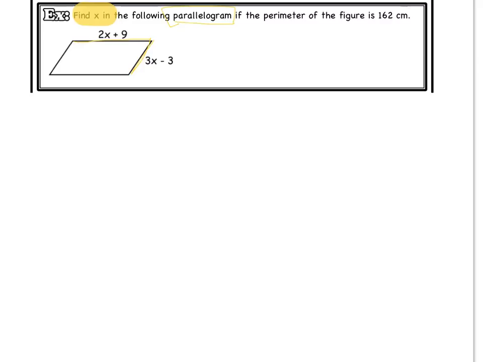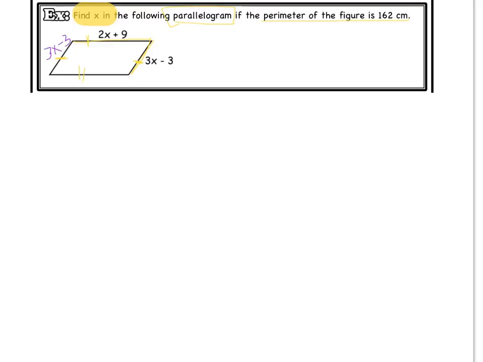Those are sides. So what do I know about the sides of a parallelogram? Well, I know that the opposite sides are parallel, but I also know that the opposite sides are congruent. So this side is congruent to this side, and this side is congruent to this side. So what equation can I write? If the perimeter of the figure is 162, that means this side plus this side plus this side plus this side equals 162. If this side is 3x minus 3, then this side also has to be 3x minus 3.